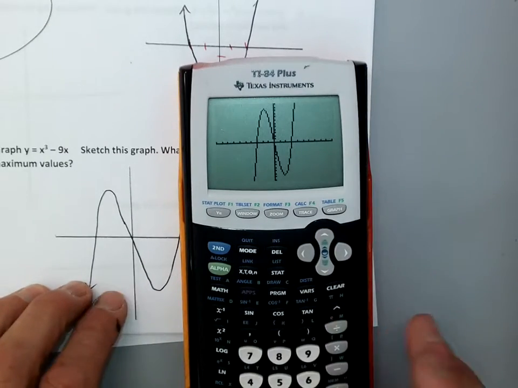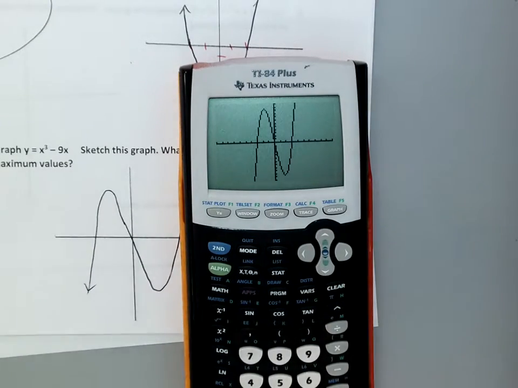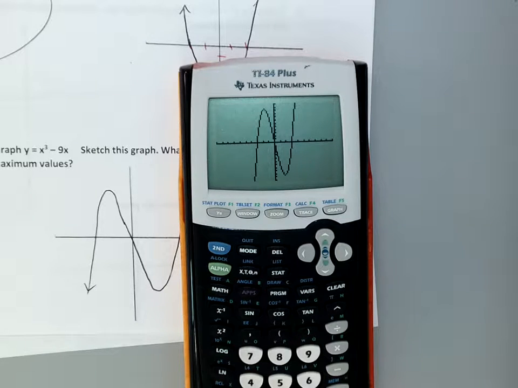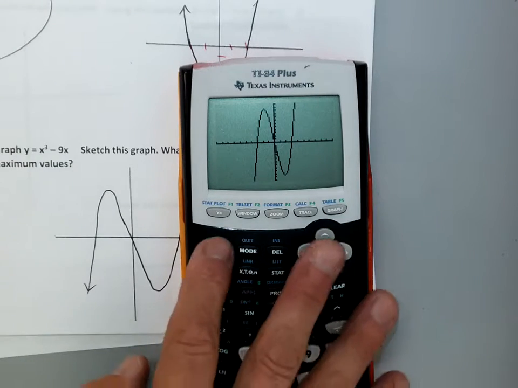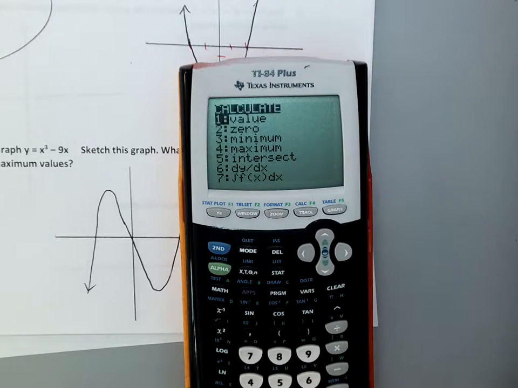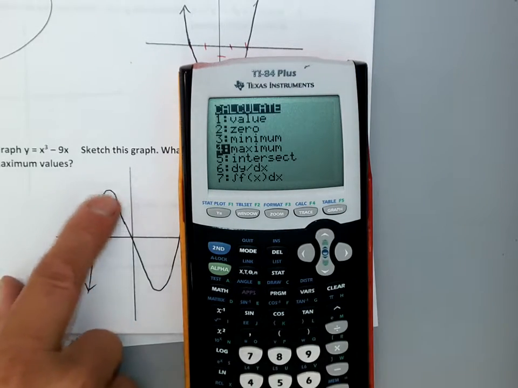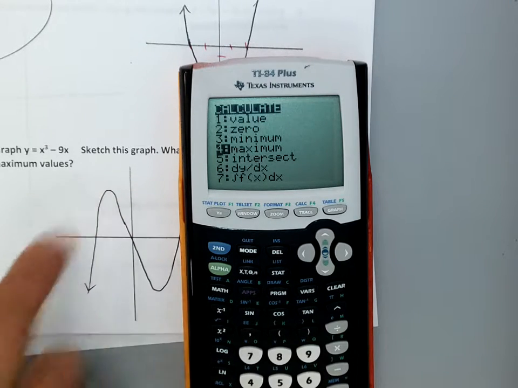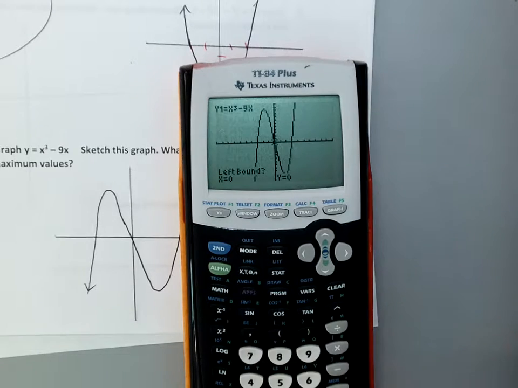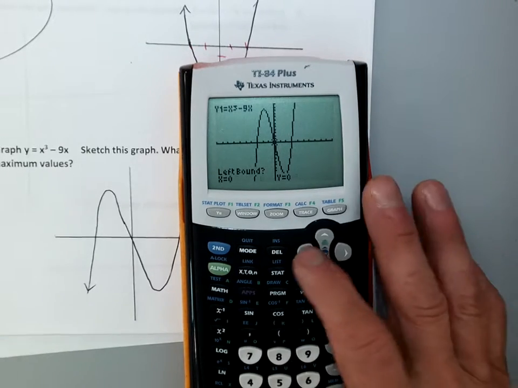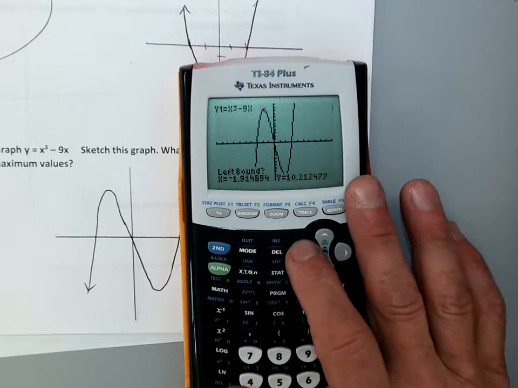Okay, now, if I want my min or max, again, I'm going to go to my calculate, right? So I go second, calculate. Let's do my max this time so we can find this one. Am I going too fast? Okay, enter. And my max is the left bound, so I'm going to put my cursor all the way to the other side of that maximum.